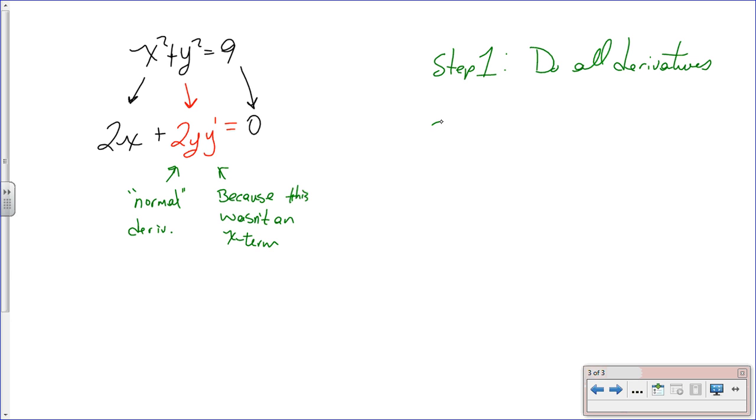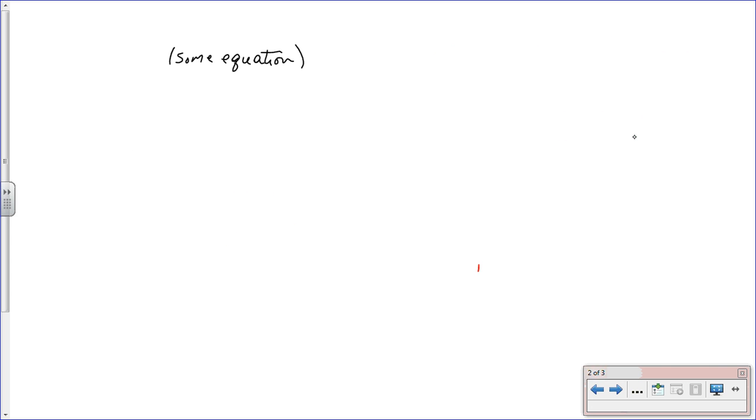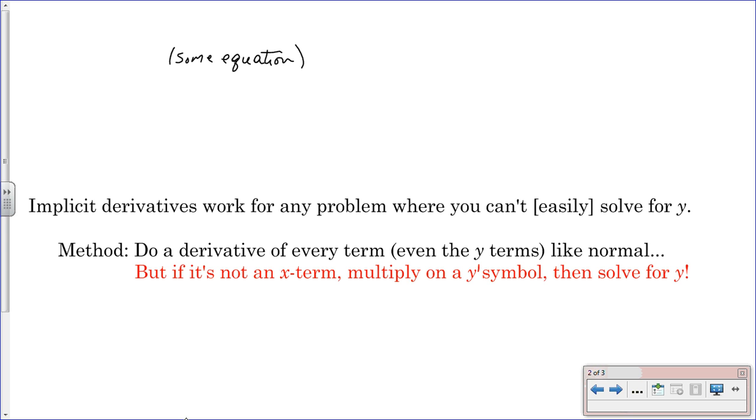Now, step two is solve for y prime. I think I forgot to put the prime symbol in that last video because you can't really type that symbol very well. But it should say solve for y prime. Let me check. Yes, this should say y prime. Solve for y prime, because that's what we're looking for here.